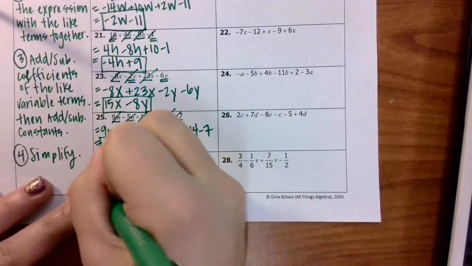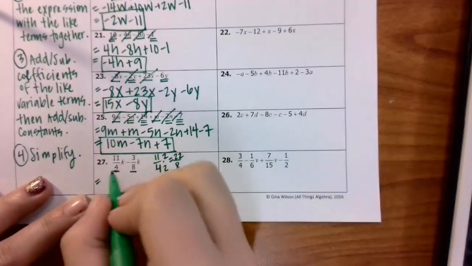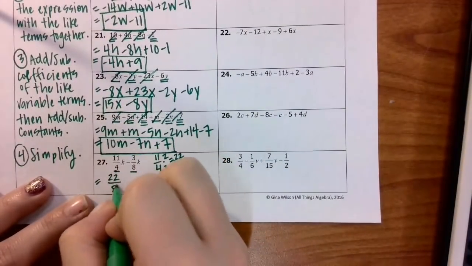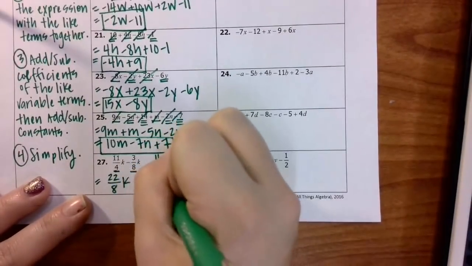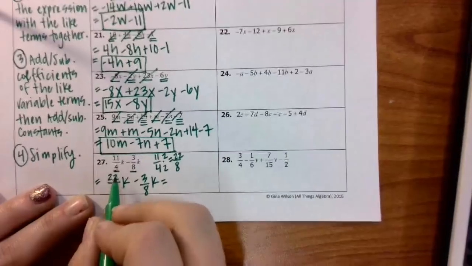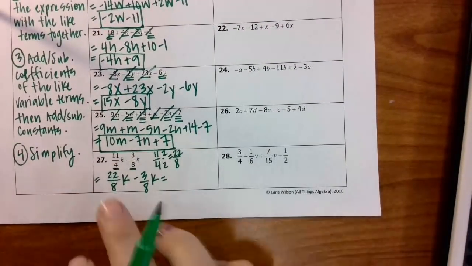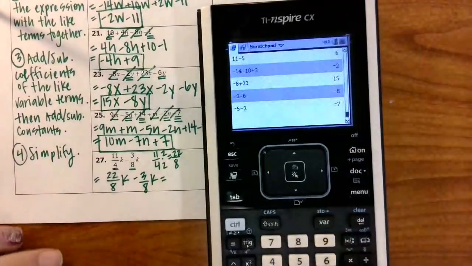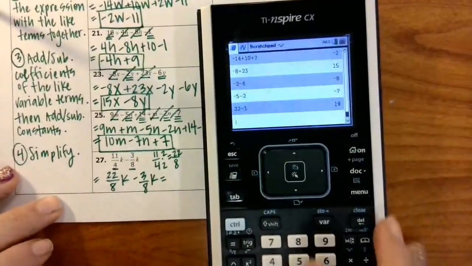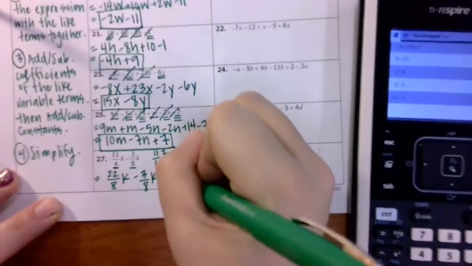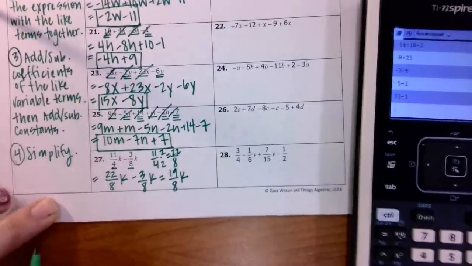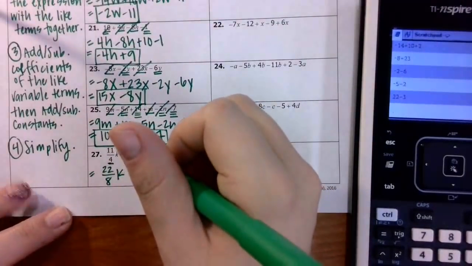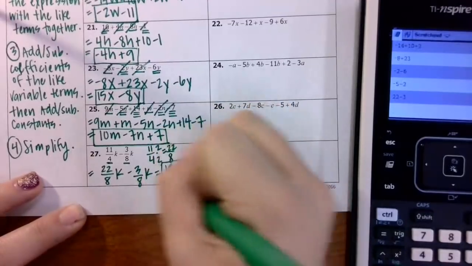So when I rewrite my expression, it's going to be 22 over 8k minus 3 over 8k. Remember, I'm leaving the denominators the same and I'm only subtracting the numerators. So 22 minus 3 gives me 19 over 8k. 19 over 8k. I cannot simplify that any further. That is my final answer.